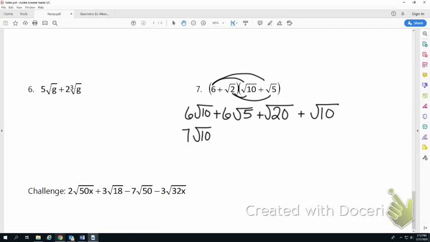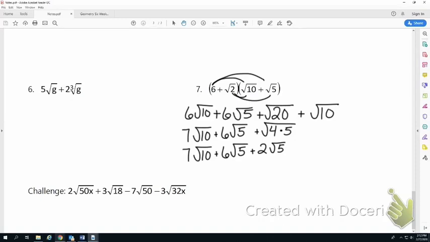No. Can I simplify this one? Can I simplify this one? What is the largest perfect square that I can divide 20 by? Okay, 4. Alright. Now, what is the square root of 4? 2. So my 7 square roots of 10, my 6 square roots of 5, stay there, plus 2 square roots of 5. Now can I combine any like terms?